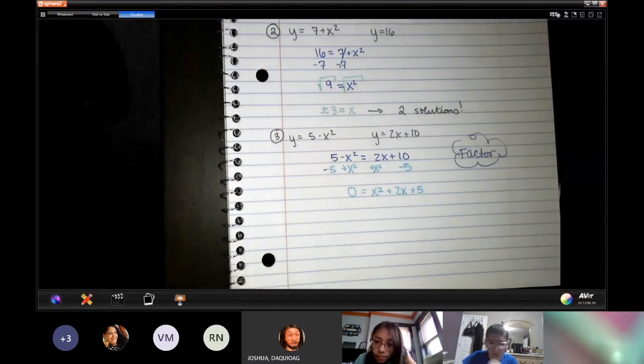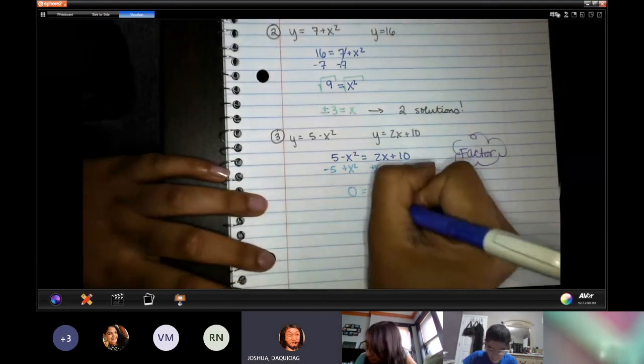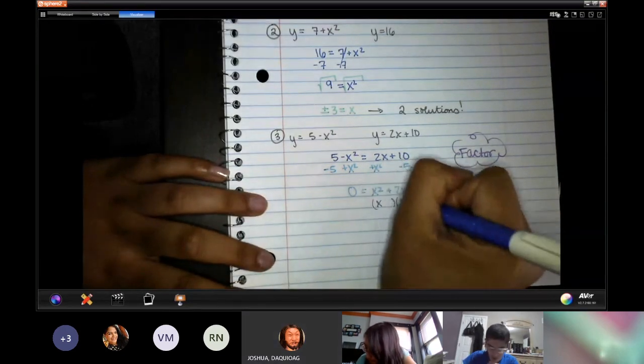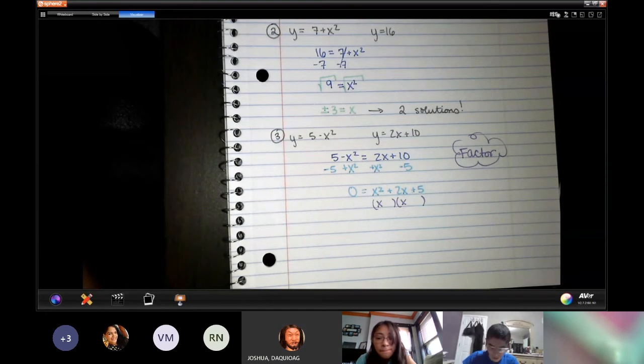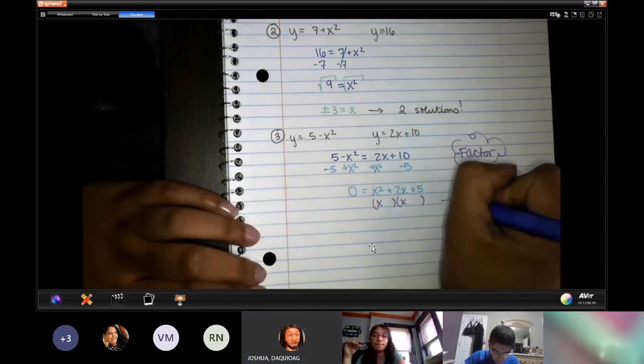Y'all only know a couple of types of factoring, but what would we get when we factor? This is not an easy factoring, is it? But you do know that you would have to factor, right? So how many solutions would you get? Since it's not going to be the same solution, it would be 2 solutions. So this would be a 2 solution problem.